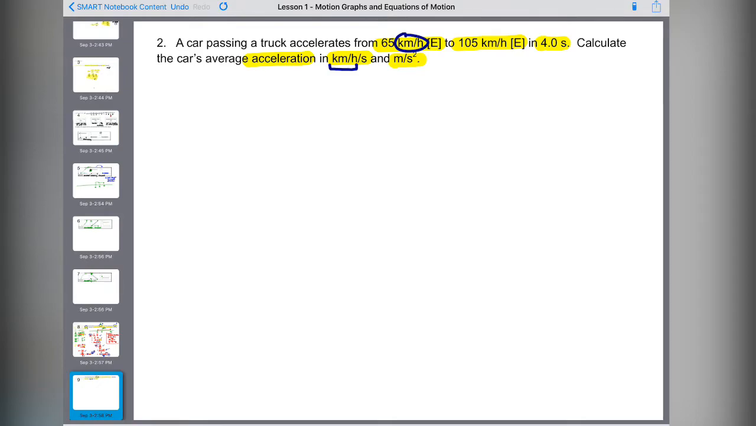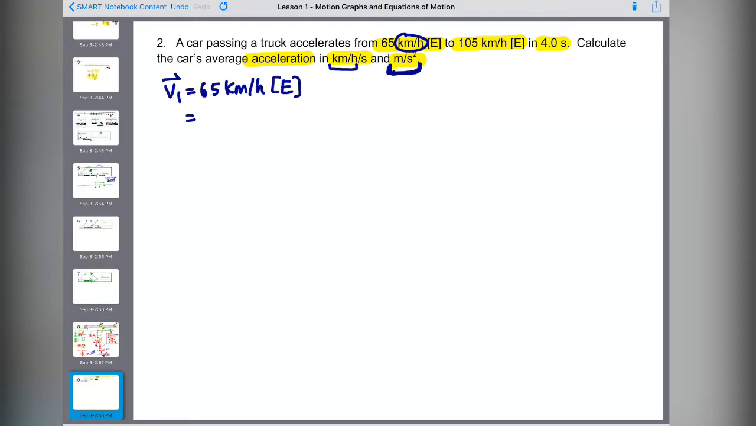I hate questions like this. I honestly would never ask you to. I would need you to just get used to doing it straight for meters per second. But I'll still follow it because that's what the example wanted us to do. So kilometers per hour, meaning that's your V1. V1 is 65 kilometers per hour east.